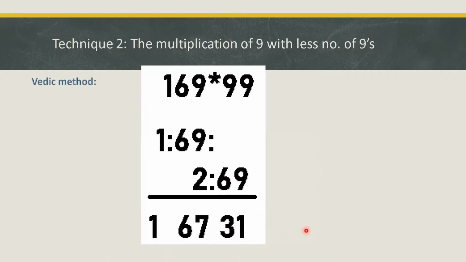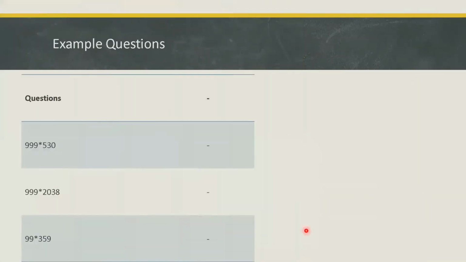This is technique 2. It has 3 ways. Now come the example questions. You can pause the video here and solve these questions. First is 999 into 530. Second is 999 into 2038. And the third is 999 into 359. All the 3 ways. Now you can resume the video and see the answers. The answers are displayed on the screen.